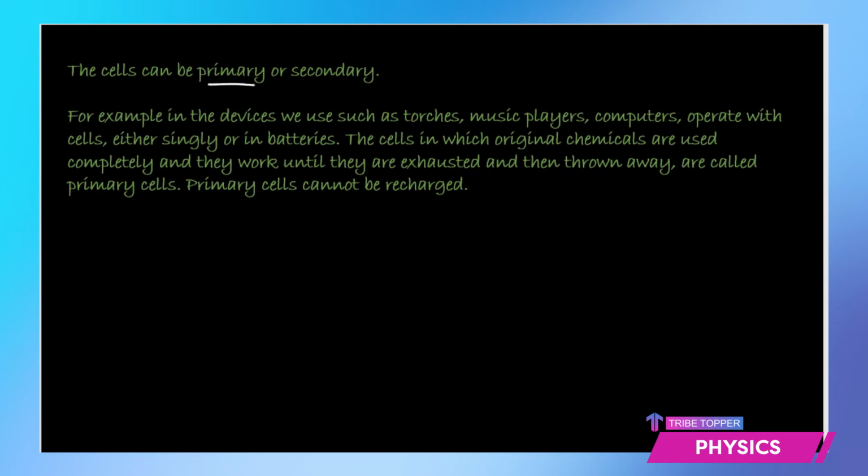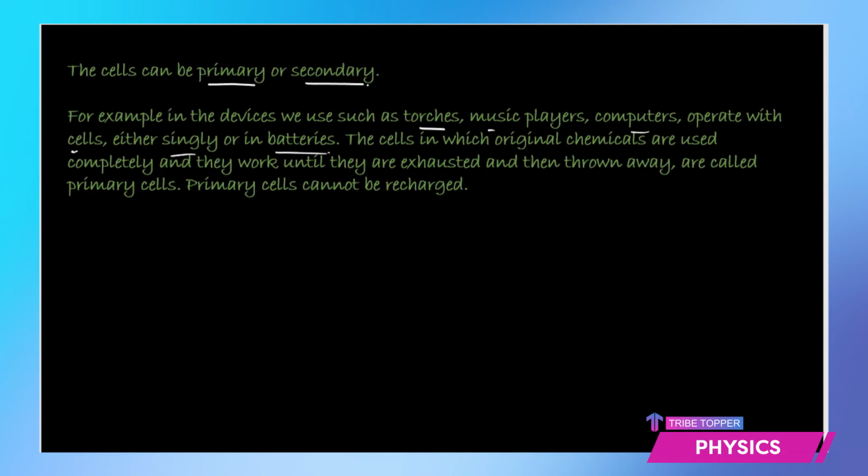The cells can be primary or secondary. If we talk about devices you might have seen at home, you have used torches, music players, computers. They operate with cells, and you can have either a single cell or a battery. A combination of cells is called a battery.